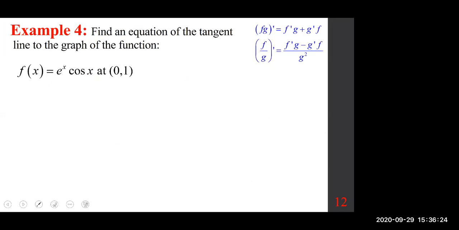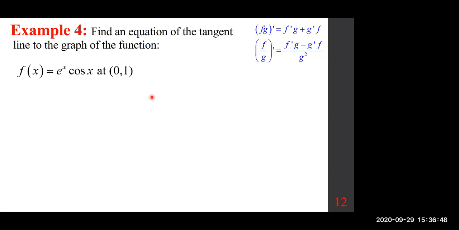Here's an example we have seen, finding an equation of a tangent line. We've seen this, nothing brand new. How do you find it? You need a pair. The pair is given, or you can say x is 0, so you can plug in. I hope you see if you plug in, you get e to the power of 0, which is 1, cosine 0, which is 1, 1 times 1 is 1. That's how you arrive at it.